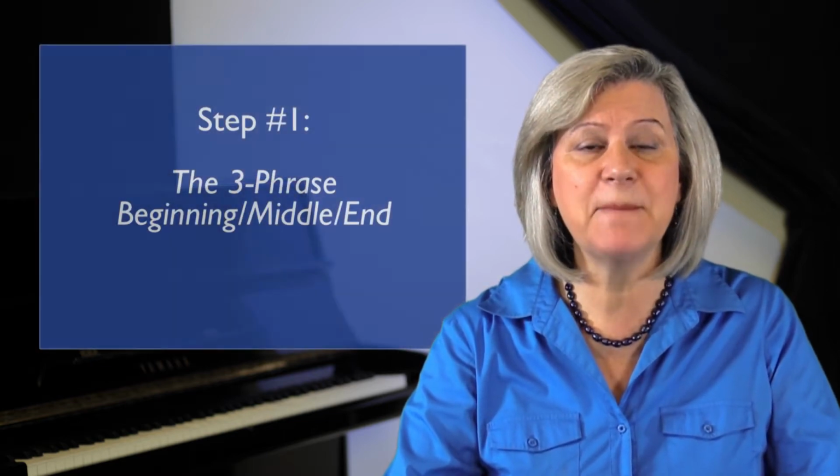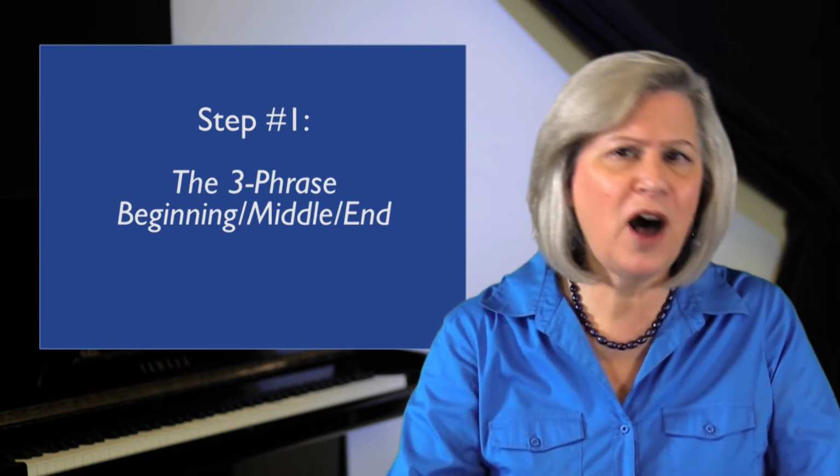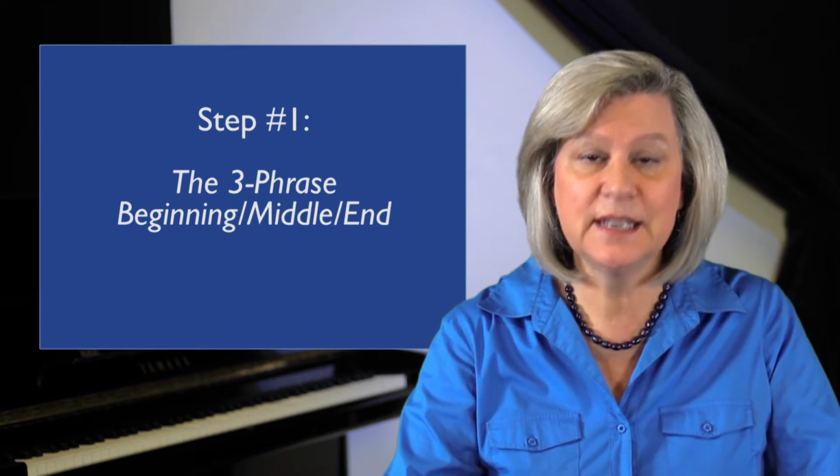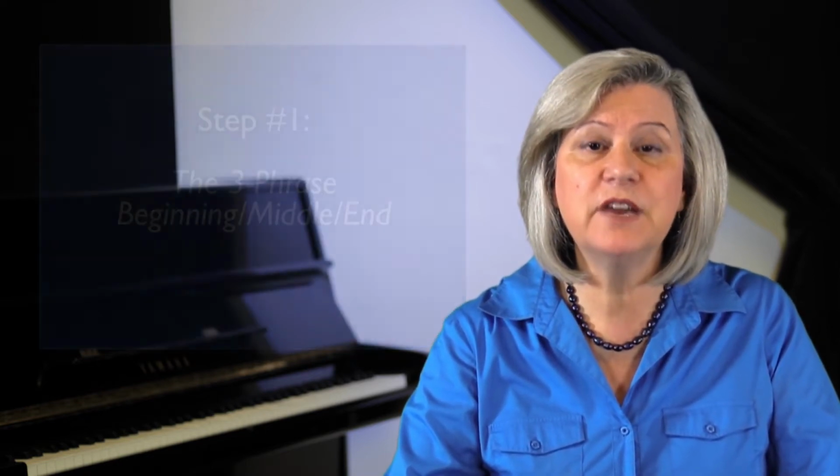The first step is what I call the 3-phrase beginning, middle, end. Now, this is really on the broadest of broad strokes level. It's very much about theme. What you want to do is literally just write 3 phrases, not sentences, phrases. One that represents the beginning of your show, one that represents the middle, and one that represents the end.